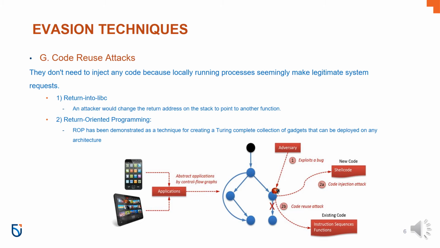Code reuse attacks. The strength of these attacks lies in the fact that they don't need to inject any code, because locally running processes seemingly make legitimate system requests. There are two examples of this type of attack. Return into libc: an attacker would change the return address on the stack to point to another function. The standard C language library is usually the target, as it is loaded into every Unix program and provides useful system calls for the attacker.